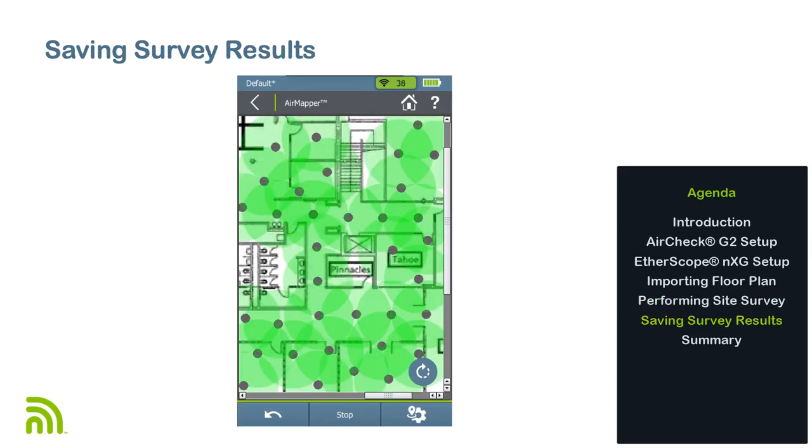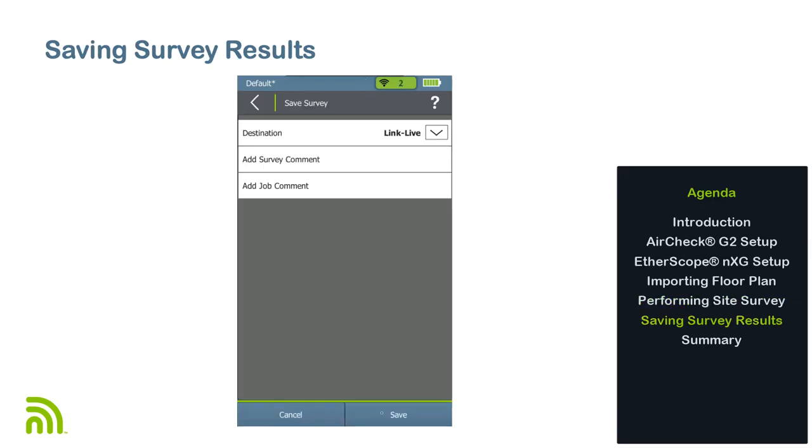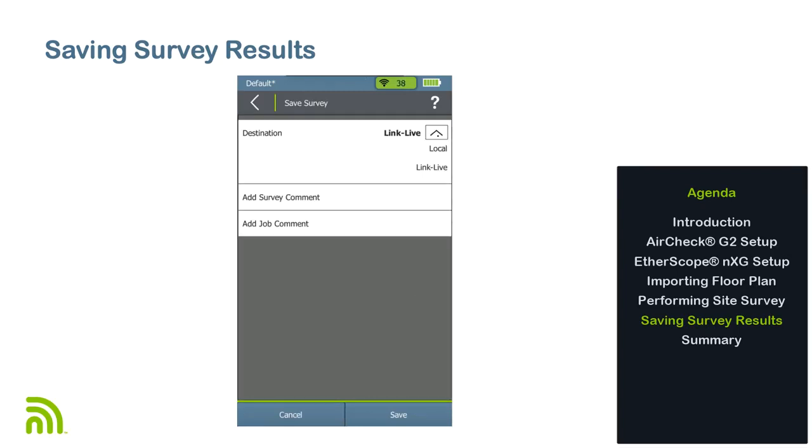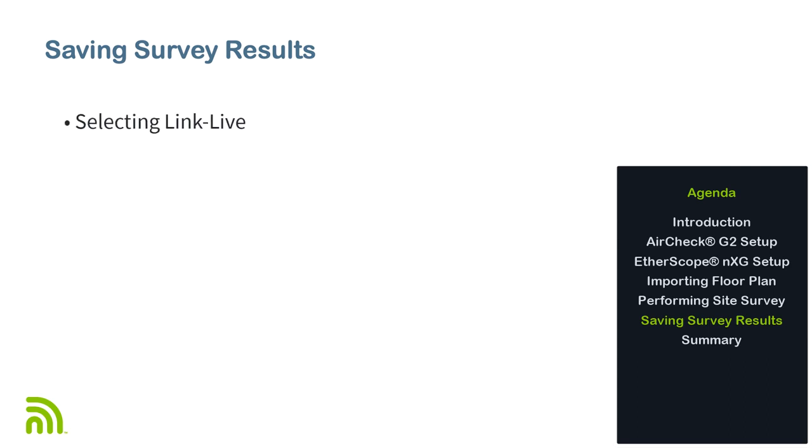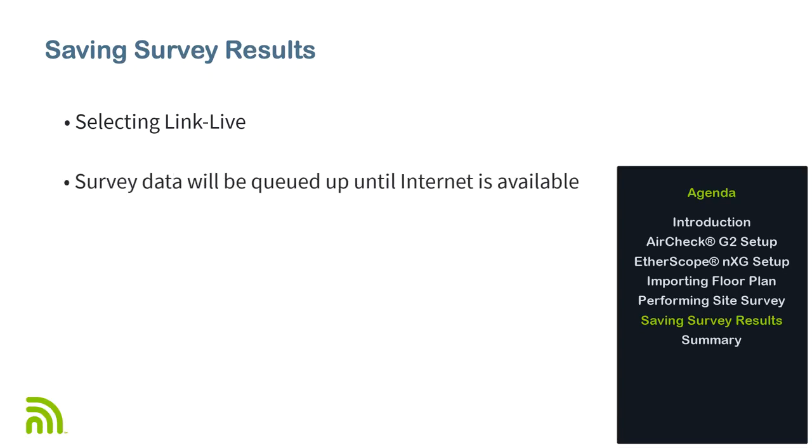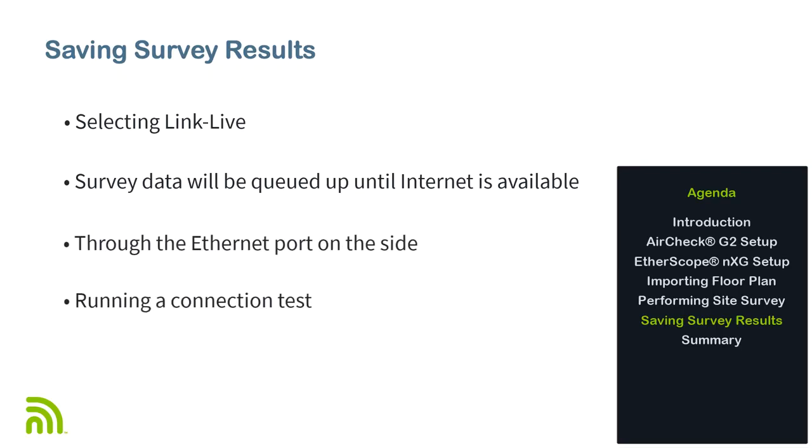On the AirCheck G2, saving your survey results is accomplished by tapping the Save icon. From here, you can select a destination. This can be either LinkLive or local. If you select LinkLive, the survey will be queued up until the AirCheck G2 has an internet connection. This can be through the Ethernet port on the side or by running a connection test on an available Wi-Fi network.